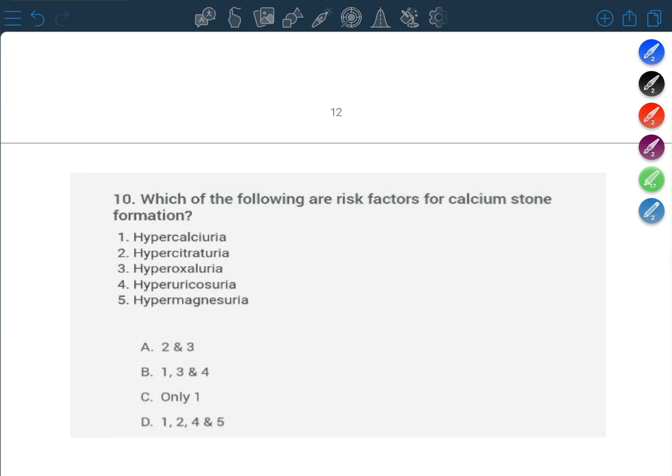Question 10. Which of the following are risk factors for calcium stone formation? Hypercalciuria, hypocitraturia, hyperoxaluria, hyperuricosuria, hypermagnesiuria. Pause and answer. Okay, see. Let's move on, then we will answer this.